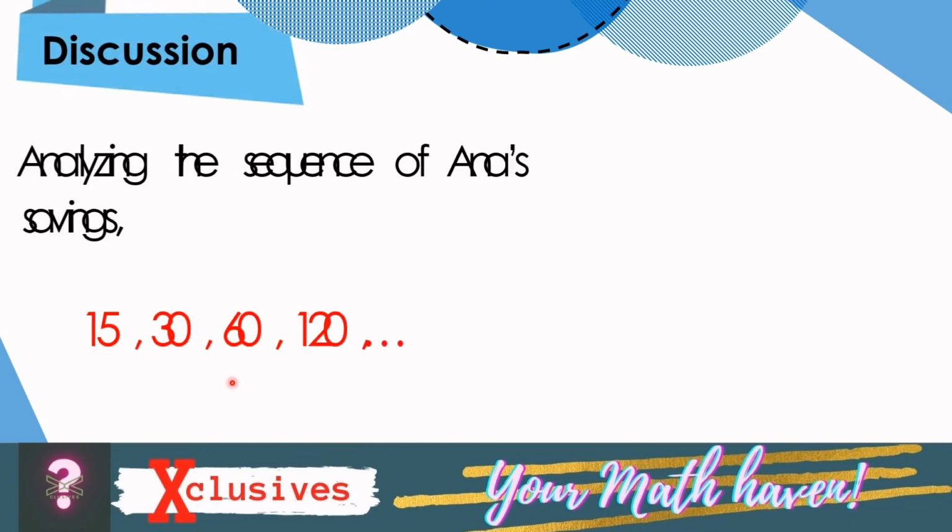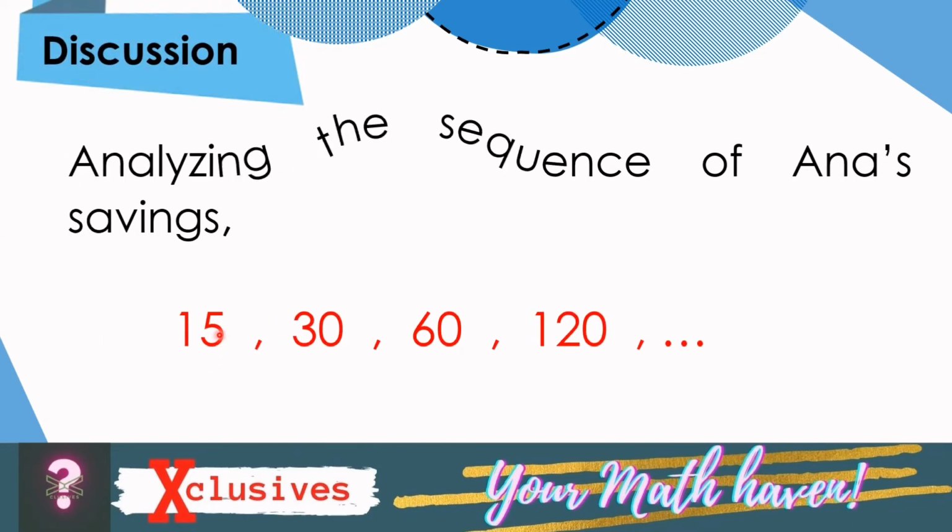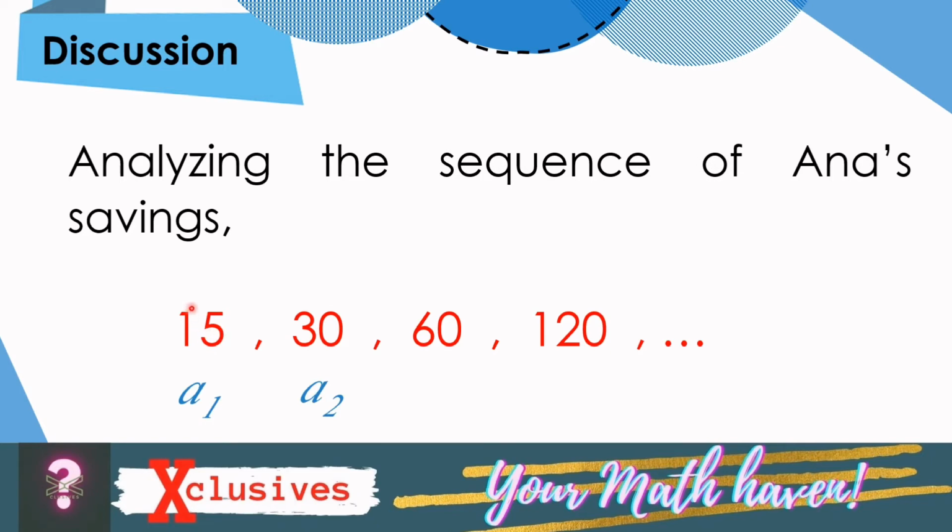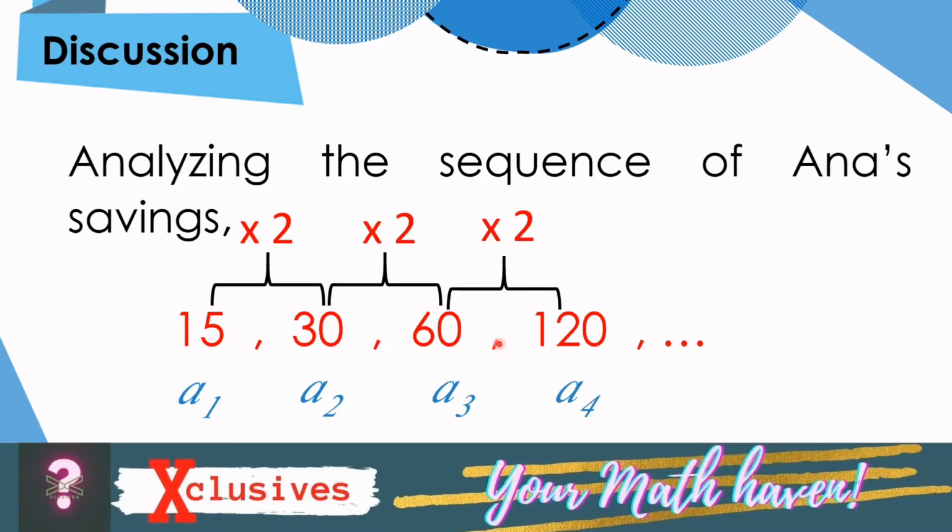As an example, let's analyze the sequence of Anna's savings. We notice that each term after the first is obtained by multiplying by a fixed number, 2, which is the common ratio. Can you tell what is the next term?